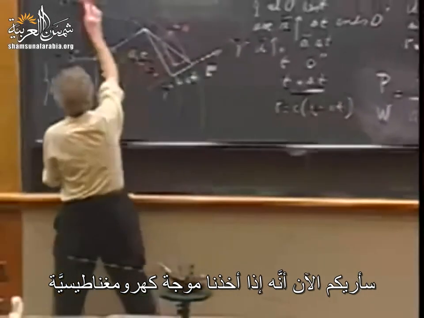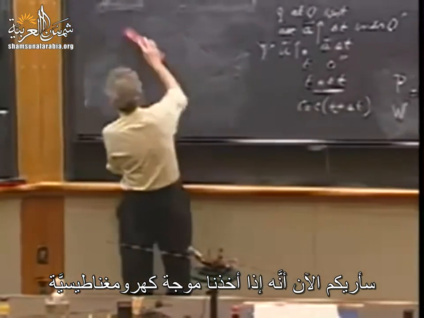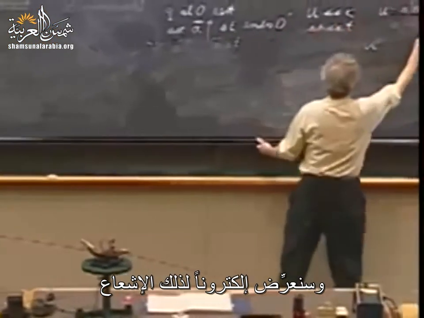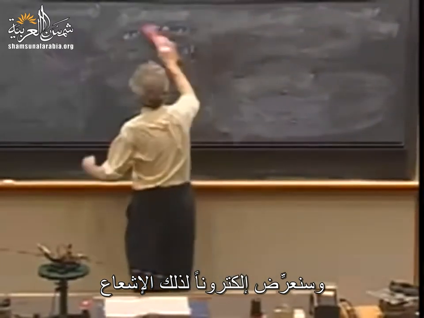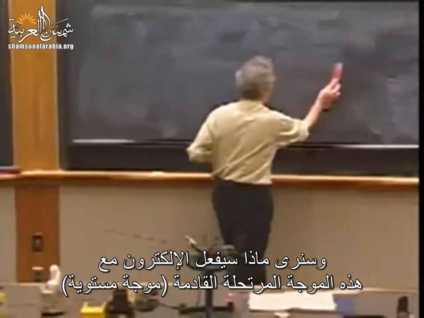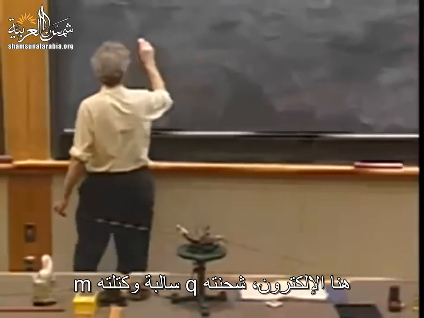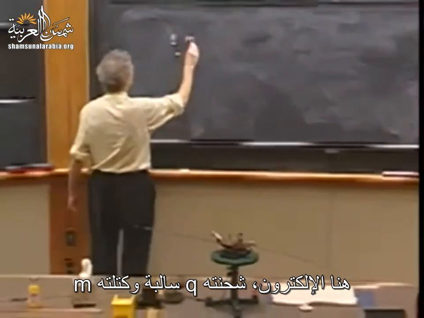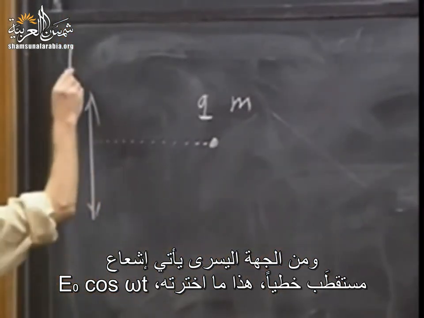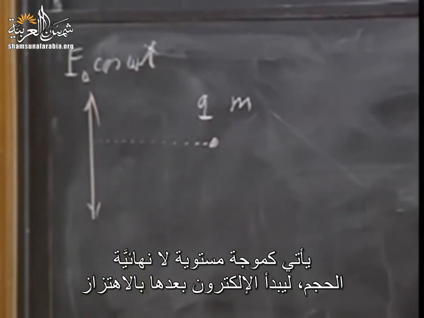And so I will show you now that if we take an electromagnetic wave, a linearly polarized traveling wave, and we expose an electron to that radiation, then we will see what the electron will do with that incoming traveling wave, a plane wave. So here is that electron. It has charge Q, which is now negative. It has mass m. And from the left comes linearly polarized radiation. That's what I have chosen. E0 cosine omega t. So it just comes in. It's a plane wave, infinite in size. It comes in like that.